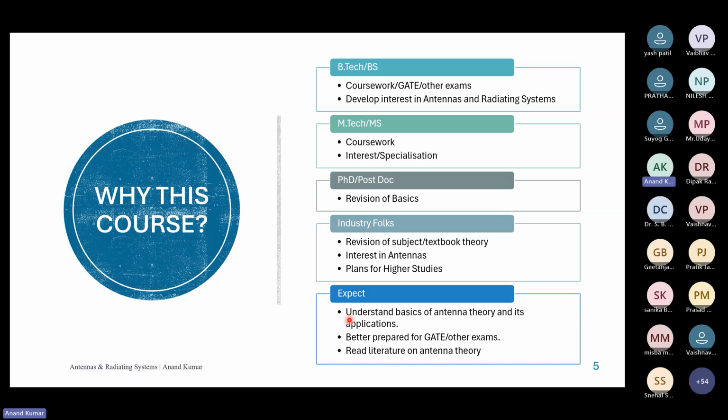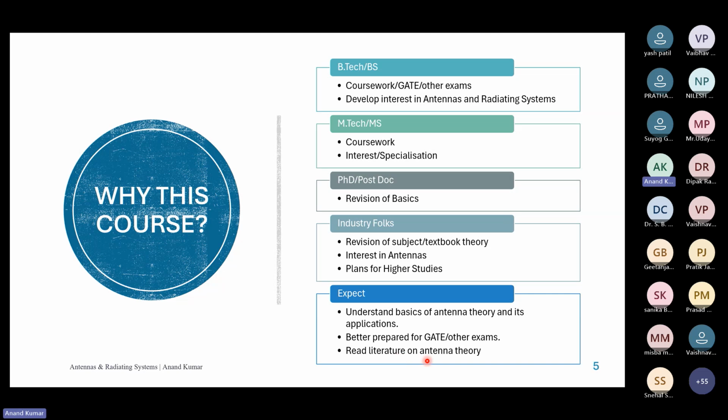Understanding of the basics of antenna theory and its applications is very important. If you are studying a subject, you will expect to know where you will use this. So I'll try to emphasize those aspects as well, to get a better preparation maybe for GATE, or if you're already preparing, just as a revision.